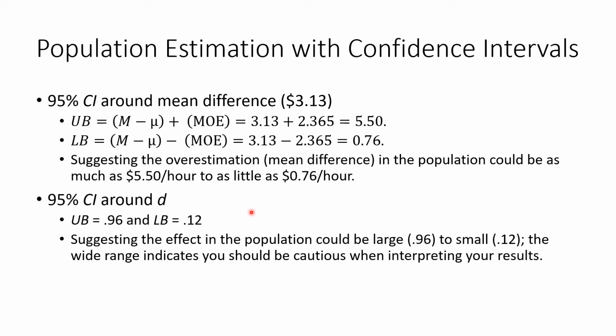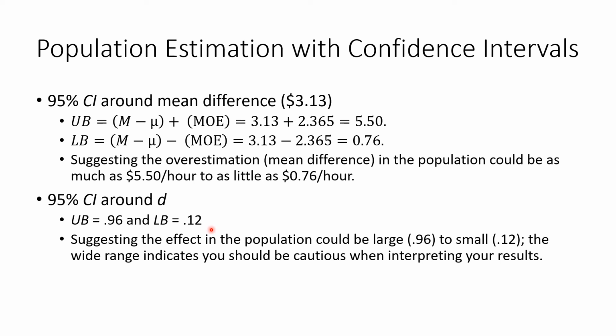You can also get a 95% confidence interval around d. Now, that is something that you would definitely use computer software to compute. We don't even explain how you would do that in the book, because you don't do that by hand. You would just use software to do that. In this case, the upper bound could be as high as 0.96, which is a very large effect. Again, over 0.8 is large, to as small as 0.12. And again, a small effect is 0.2.